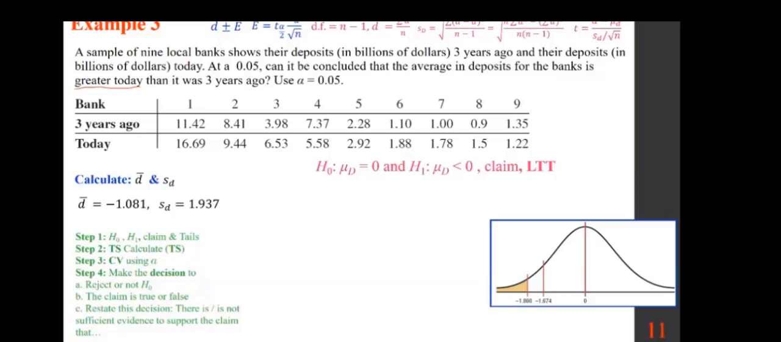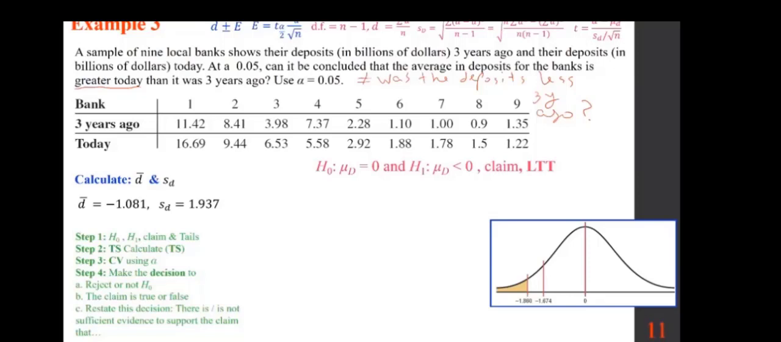At 0.05, can it be concluded the average in deposits for the banks is greater today? That is equivalent to saying, were the deposits less 3 years ago? They are equivalent. And that's what we are doing, because in this case we take the second one and subtract the next one from it. So it's 11.42 minus 16.69. That's what we are using.